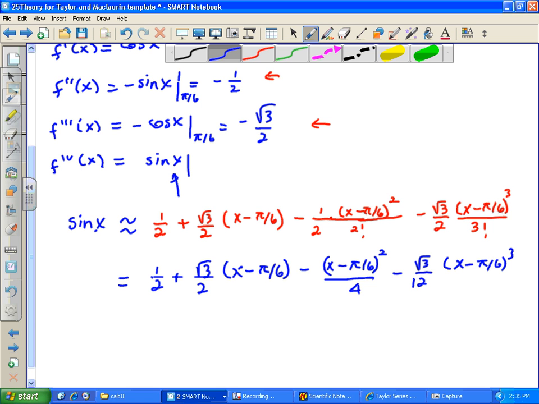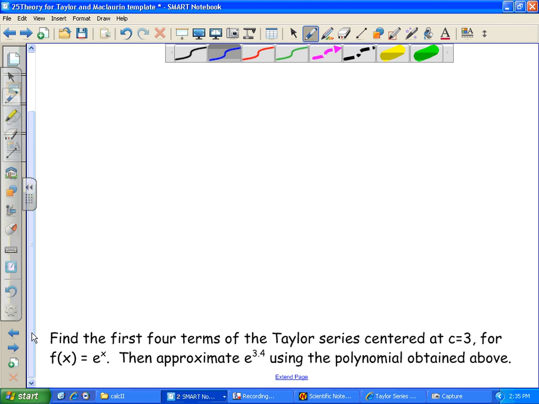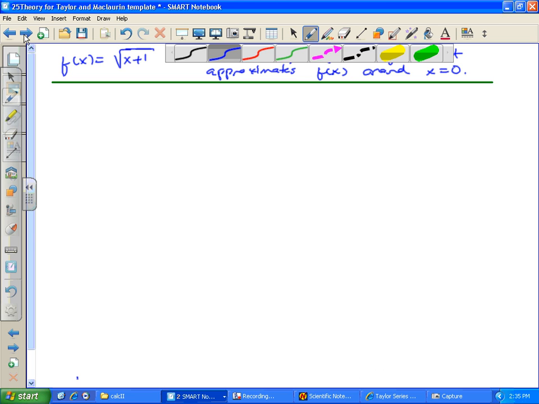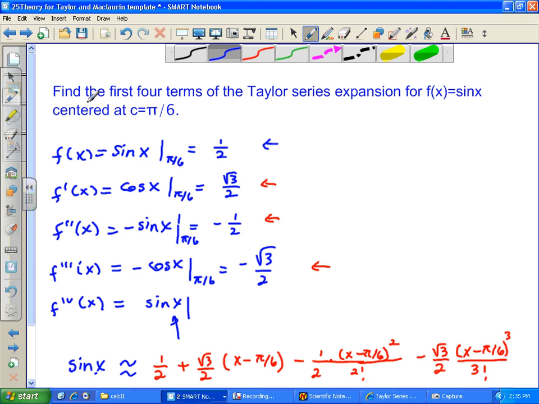And here's one more for you to think about. Oh, that was the one we just did. Okay, let's just open a new page. So same question as before. We just want the first 4 terms. So I'm going to copy that from there. But a different function and different center.